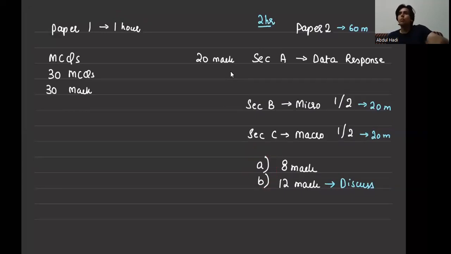According to the new paper pattern, you have to give a conclusion in part A as well, like you used to give in part B, which is a 12-mark, discuss-based question. So you have to give a conclusion in both of them.